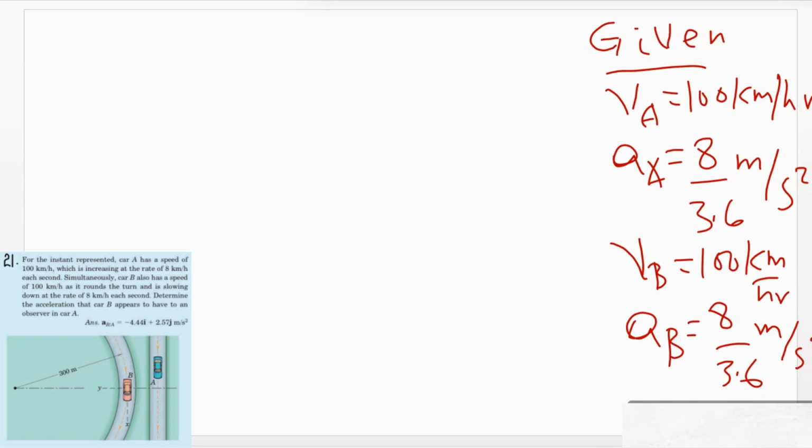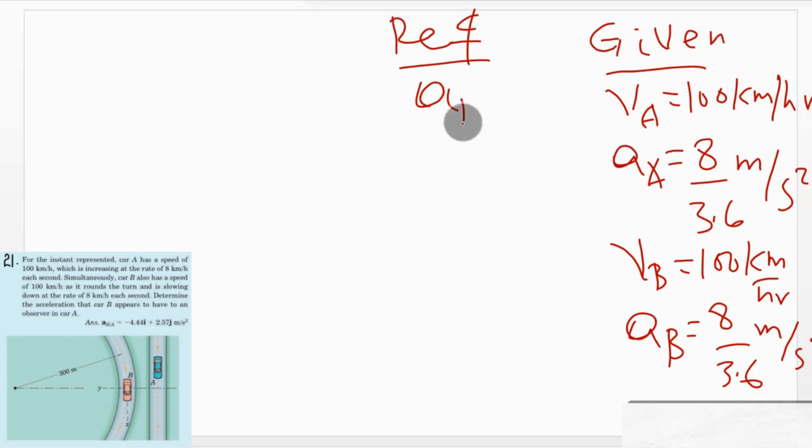Determine the acceleration that car B appears to have to an observer in car A. This is the relative acceleration of car B relative to car A that we are asked for. We are required to calculate acceleration of car B relative to A equals how much?